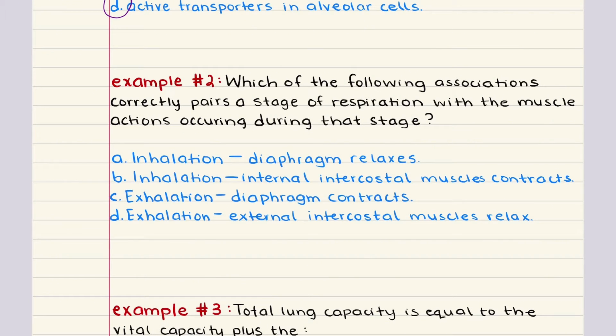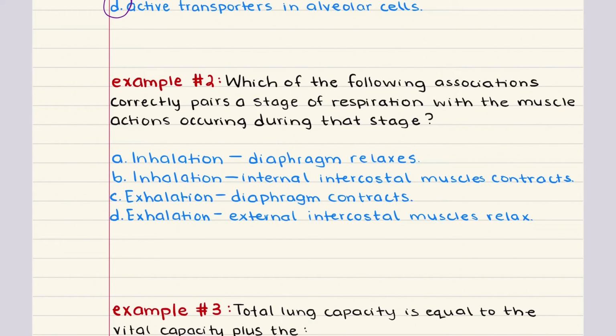C says exhalation and diaphragm contracts. This one is backwards. During exhalation, the diaphragm relaxes. It only contracts during inhalation. Finally, D says exhalation and external intercostal muscles relax. This is the correct answer.